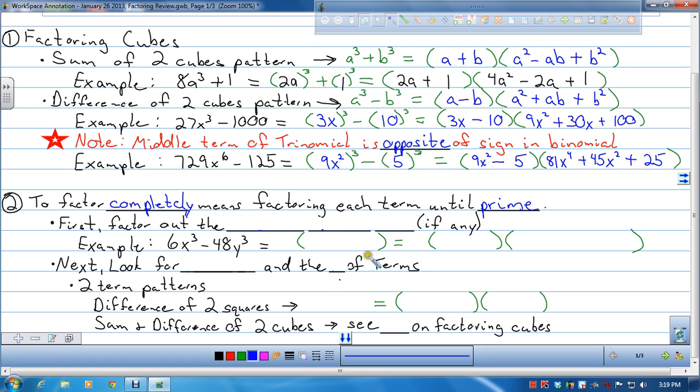The first thing you're going to do every single time is, if there is one, you are going to factor out the greatest common factor. If there is one.